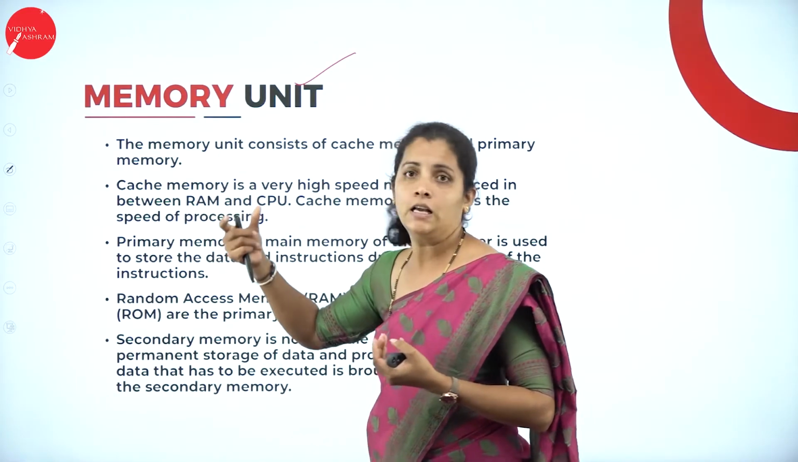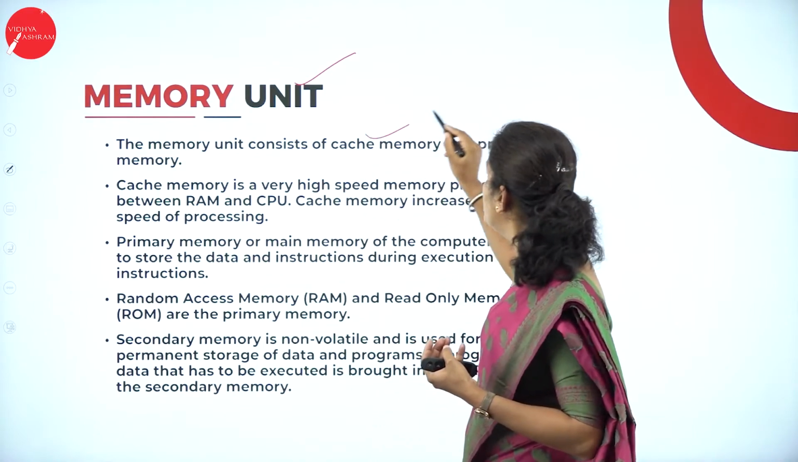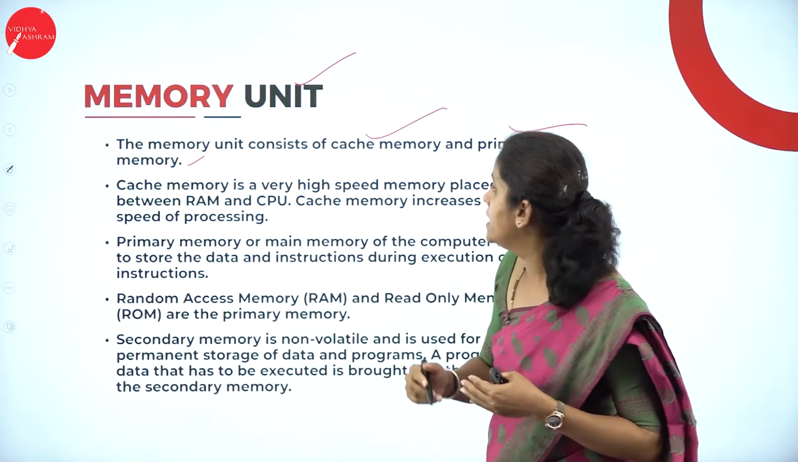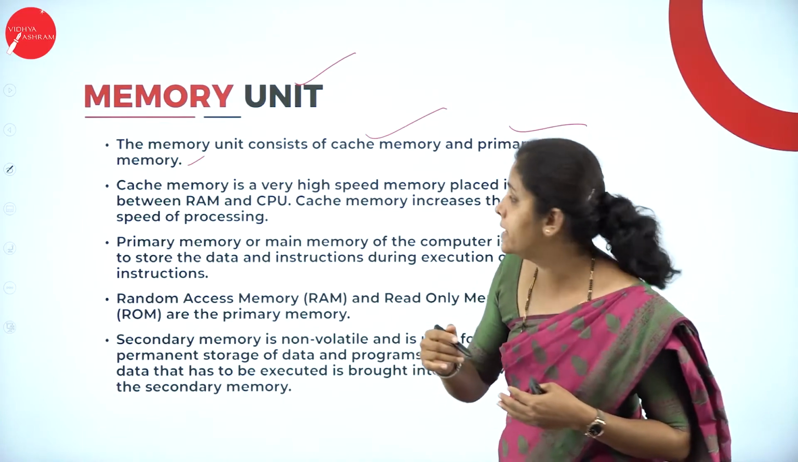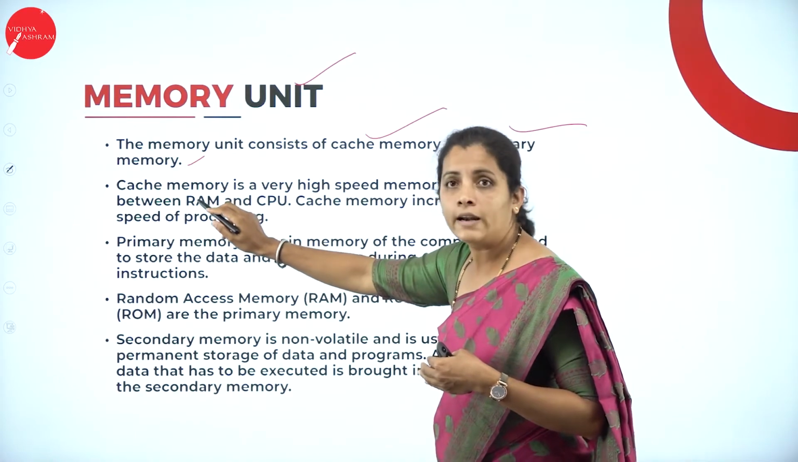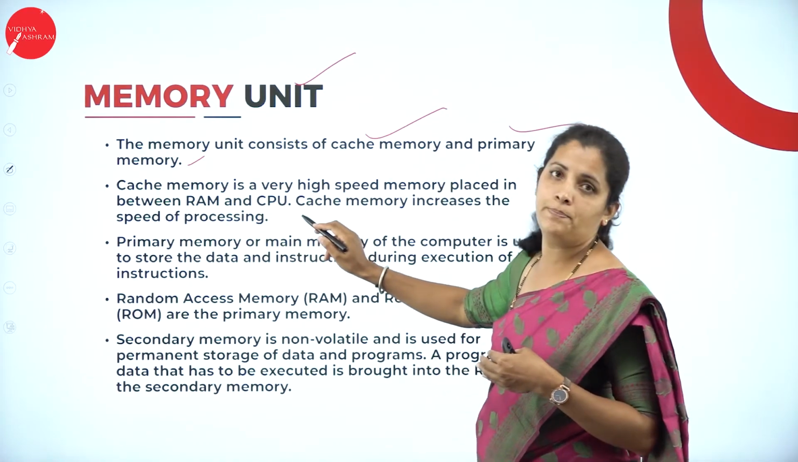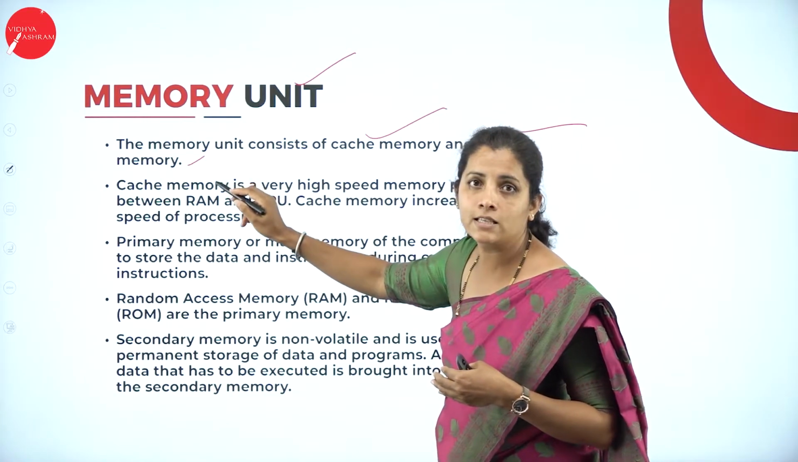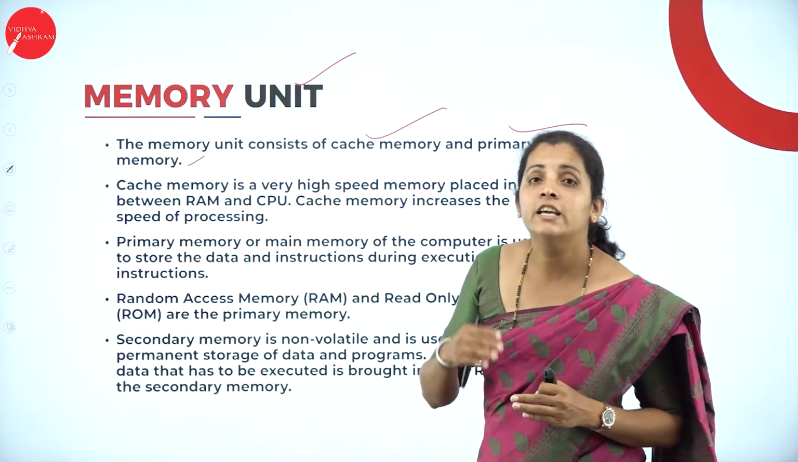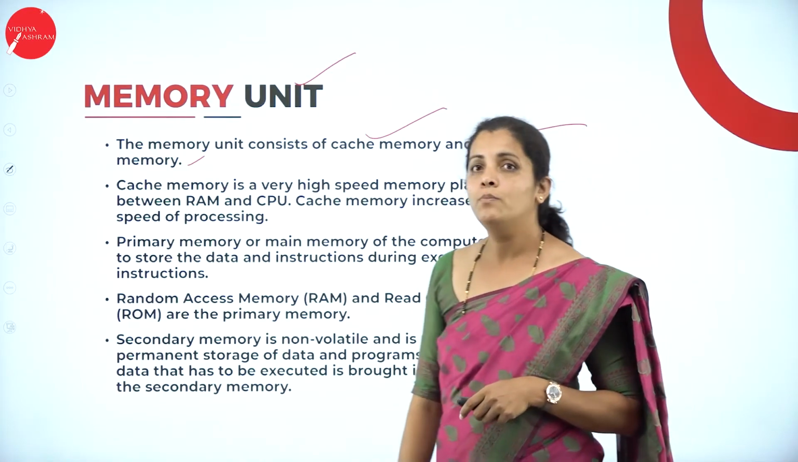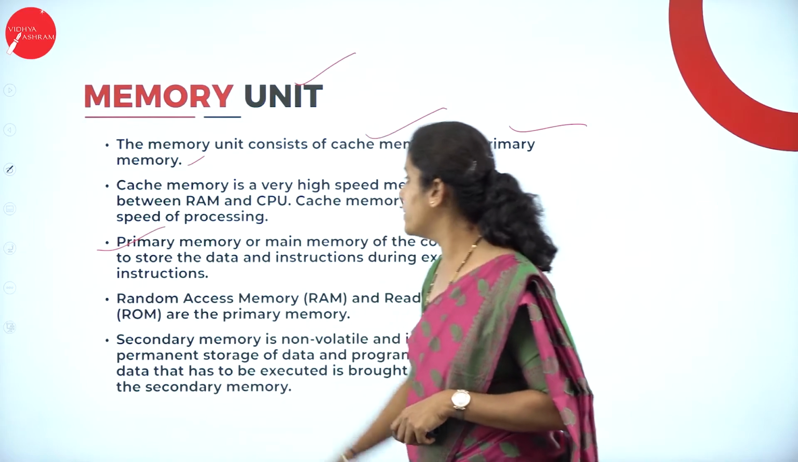So memory consists of cache memory and primary memory. What is cache memory? It is a very high speed memory, and it is placed between RAM and CPU. What is RAM? That is random access memory. Cache memory increases the processing speed.